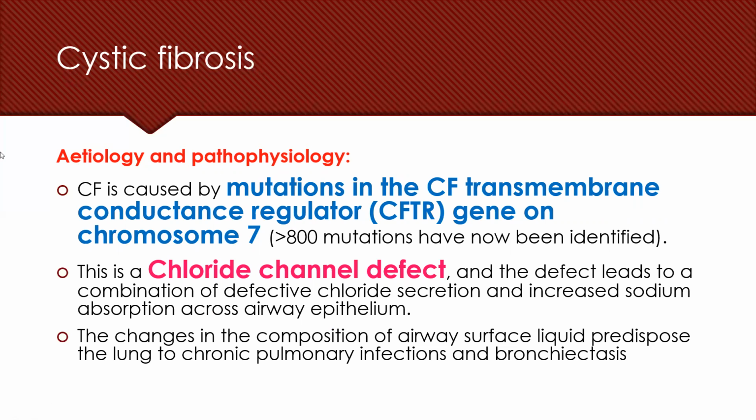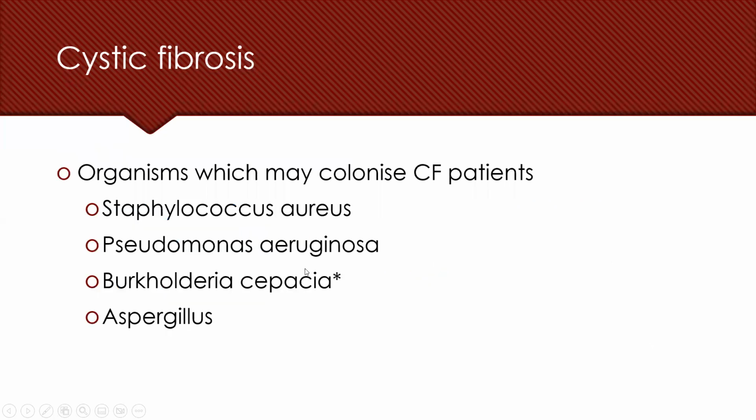It's very important. Cystic fibrosis is caused by mutations in the cystic fibrosis transmembrane conductance regulator gene. This gene is present on chromosome 7. You might be asked about the mutation, and you might be asked about the chromosome itself. More than 800 mutations have been identified that are related to cystic fibrosis. Cystic fibrosis, again, is characterized by a chloride channel defect. Chloride channel defect. Again, some questions ask particularly about this pathology.